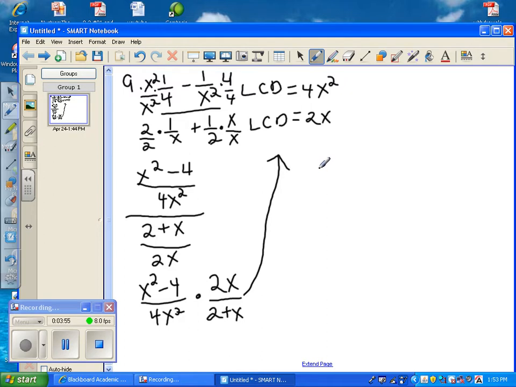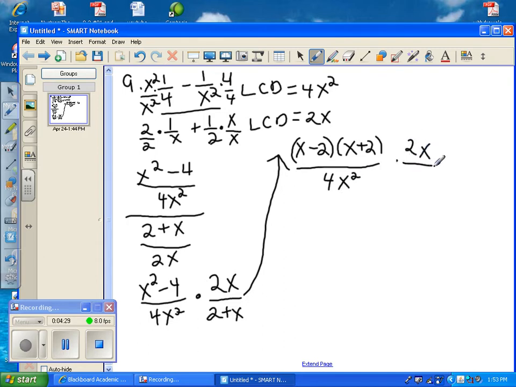And now what we're going to try to do here is see if we can cancel anything out. So in order to be able to do that, I'm going to need to factor that numerator because it's not in factored form. Of course, that's a difference of 2 perfect squares, and a difference of 2 perfect squares factors to, I should say, the sum and difference of their roots. So that gives me x minus 2 times x plus 2. 4x squared is already factored, times 2x over 2 plus x.